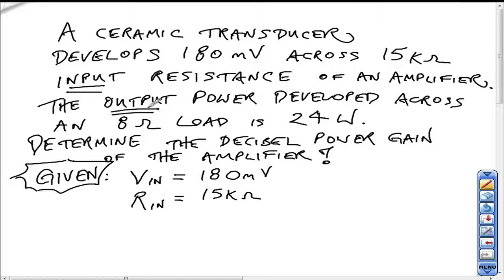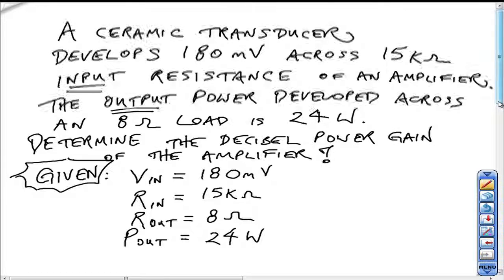And then as you continue, it's telling you outputs. Now we're talking about the output: developed across an 8 ohm load. So here's another resistance, but it's going to be output, R out. And R out, of course, is 8 ohms. And then we're told it is 24 watts. So output power, that's P out, is 24 watts. All right, good stuff.